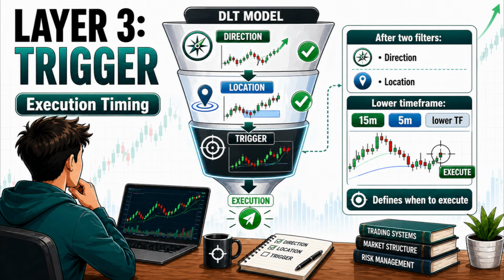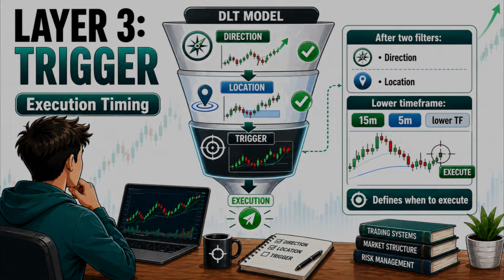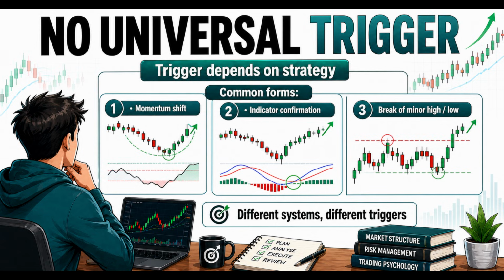At this stage, the market has already passed two filters, the broader market direction and the higher time frame setup. The role of the trigger layer is simply to define when the trade should be executed. The exact form of a trigger can vary depending on the strategy design.